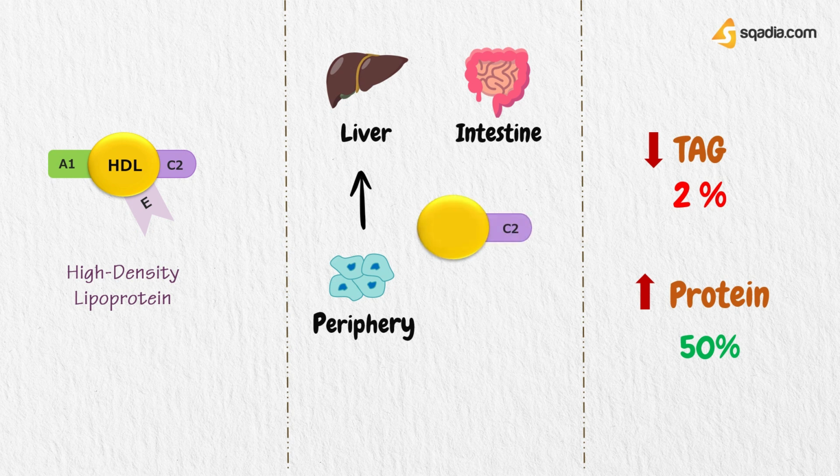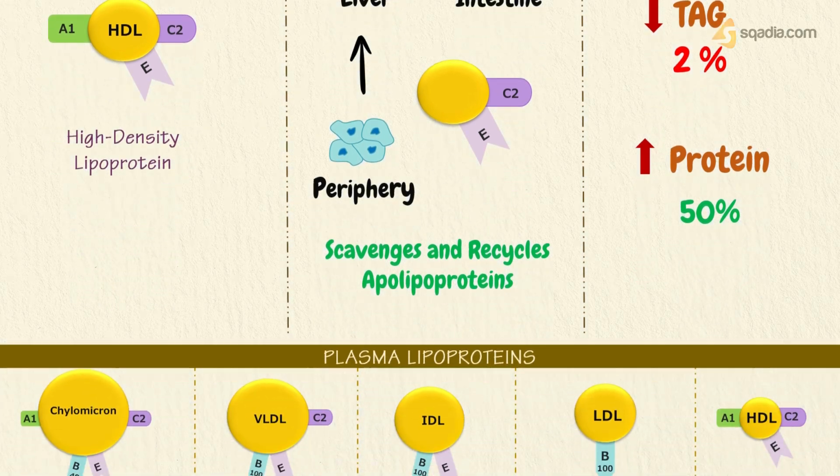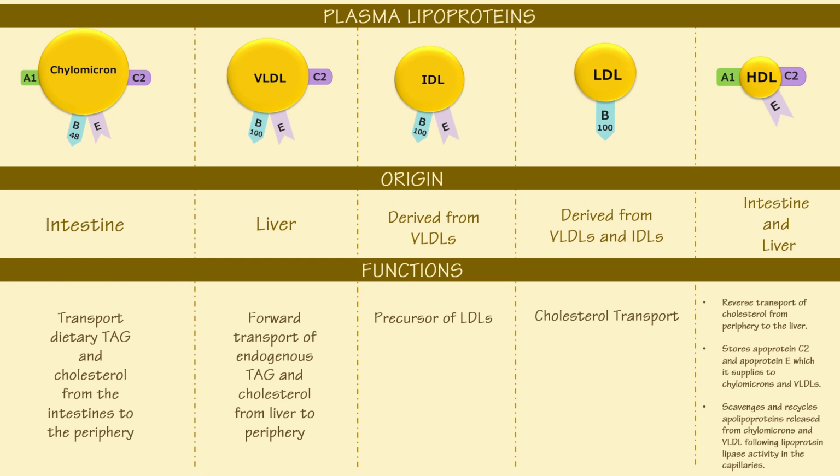It stores apoprotein C2 and apoprotein E, which it supplies to chylomicrons and VLDL. It scavenges and recycles apolipoproteins released from chylomicrons and VLDL, following lipoprotein lipase activity in the capillaries. At the end, here is a summary for you. You can easily compare lipoproteins with respect to their origins and functions.